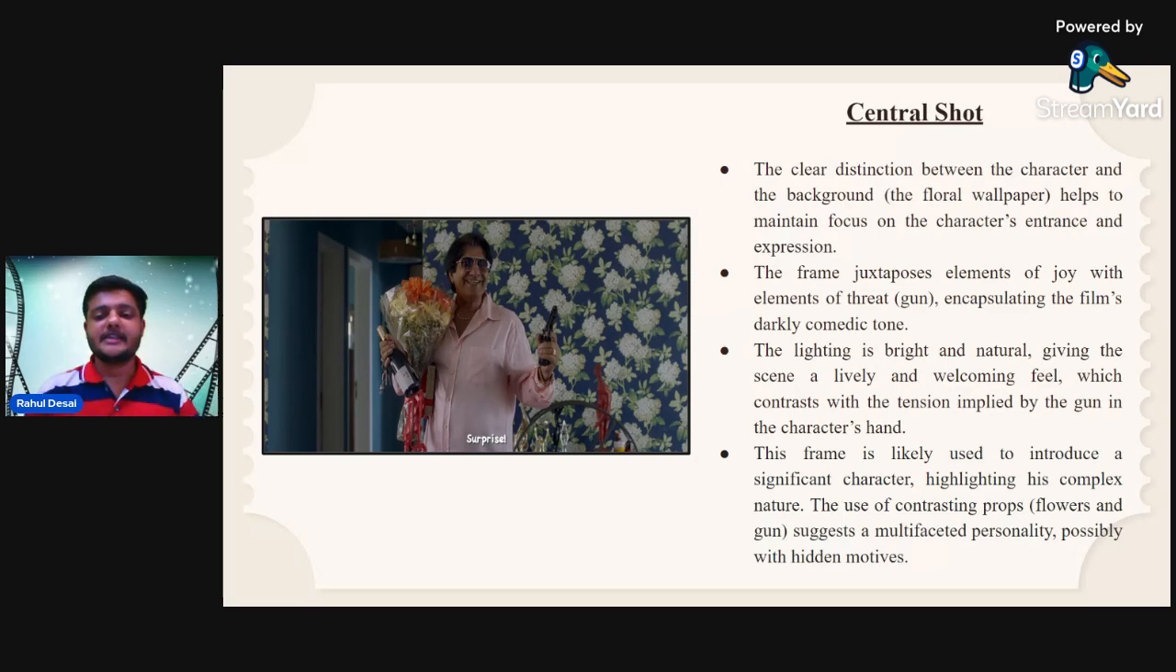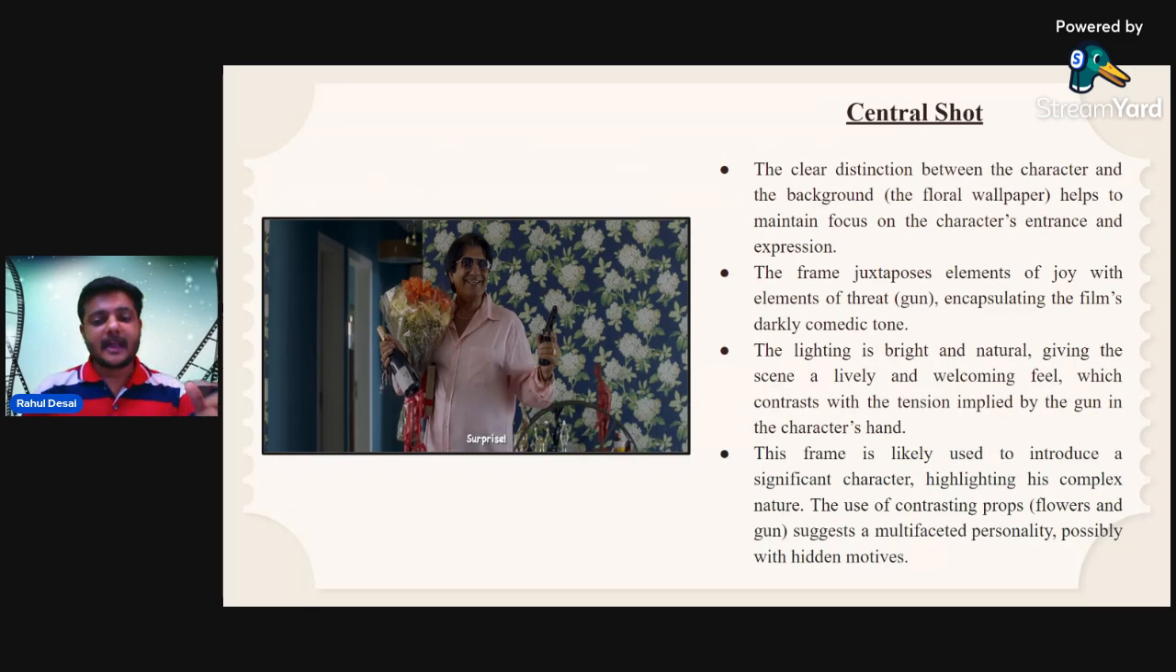The lighting is bright and natural, giving the sense of a lively and welcoming feel. The smiling expression of the character sets a very welcoming feel, which contrasts with the tension implied by the gun the character has. Also, the handgun in the hand explores the tension and complexity of the realistic moment.